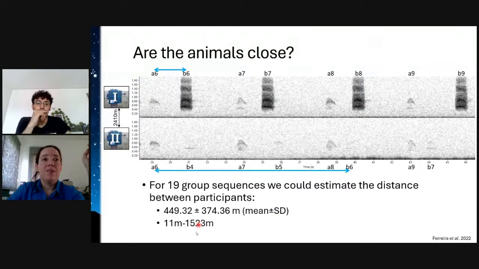And sometimes they are really far, something like 1.5 kilometers apart from each other. So no, they are definitely not close by. Usually, they are not close by when they vocalize. So each one is in its own region, and they are vocalizing far away from each other.